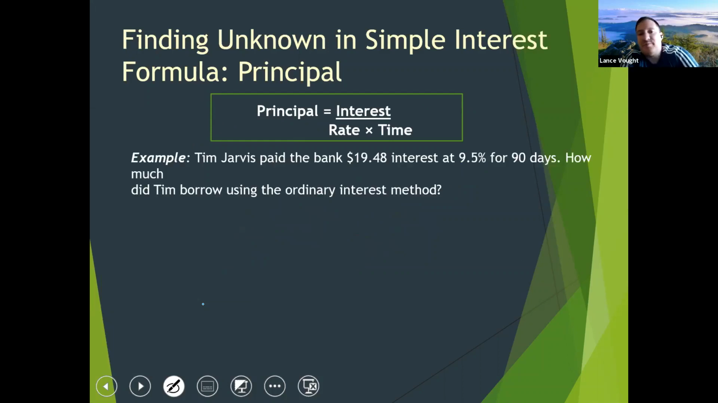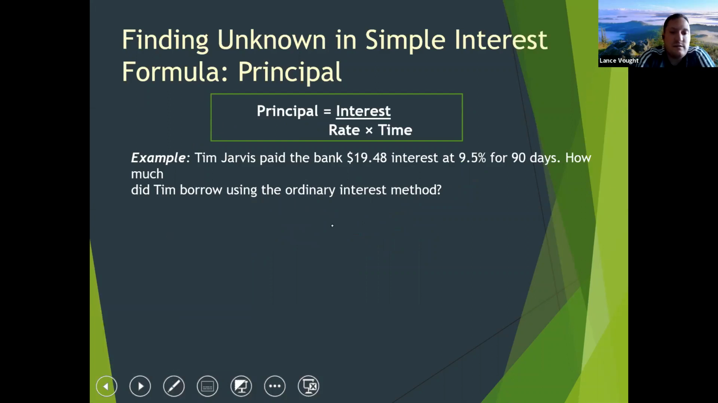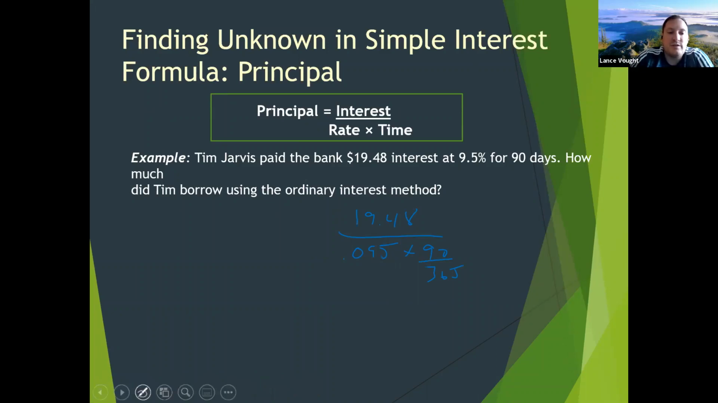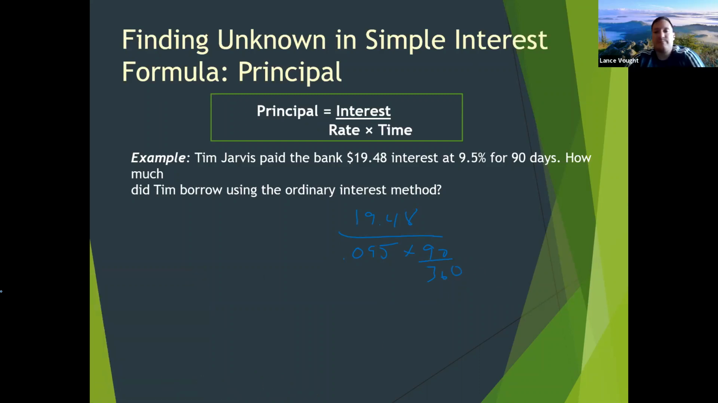So if Tim Jarvis paid the bank $19.48 in interest, so we plug that in here, if it will let me. And the interest is 9.5%, so we get 0.095 times 90 over 365. Oh, actually, we're using ordinary interest, so it's actually going to be 360, not 365. And if we plug this all in, we get an answer.